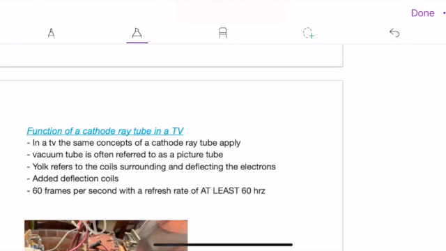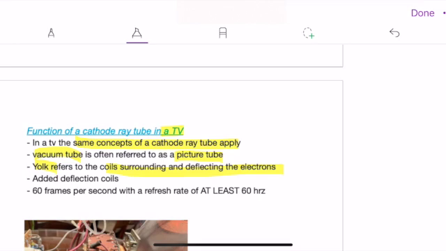Moreover, as I'm talking about CRT TVs, how does the function of a cathode ray tube apply to a TV? In a TV, the same concepts of a cathode ray tube apply, and an extension is present as well. In TVs, different terminology is used. For example, the vacuum tube is often referred to as a picture tube. As a refresher, the vacuum tube is the big tube where the electrons are shot into right before they hit the luminescent screen. Another difference? The coils that surround the stream of electrons are often called a yoke. As a refresher, the coils that emit the deflection are called a yoke.